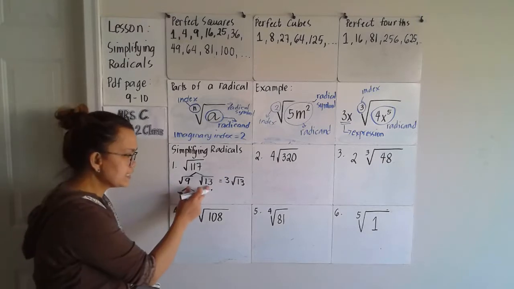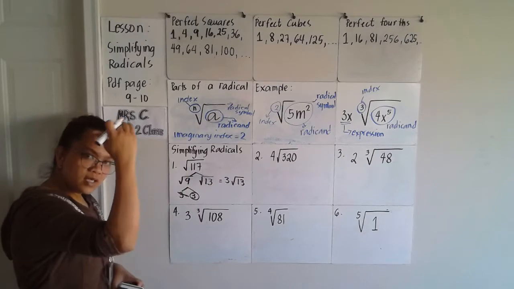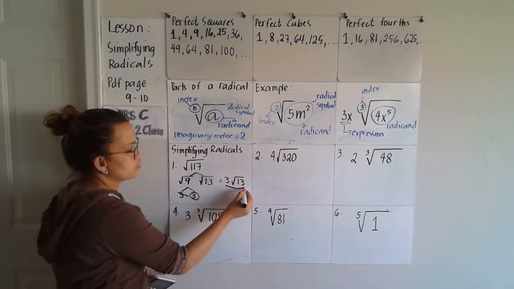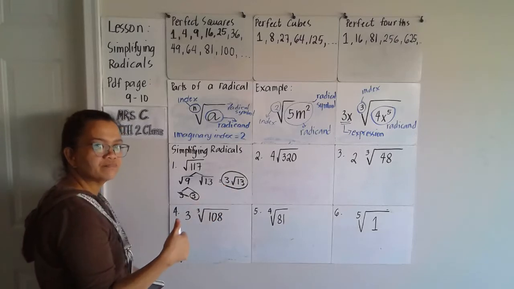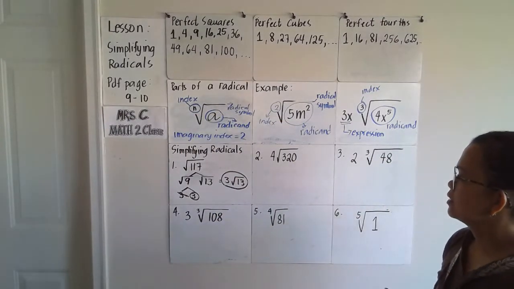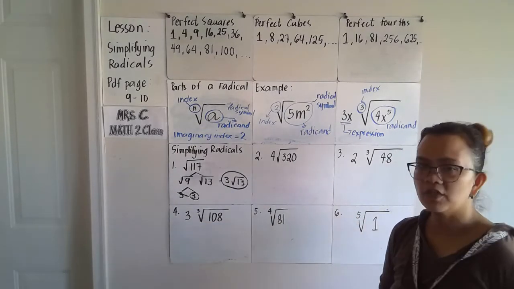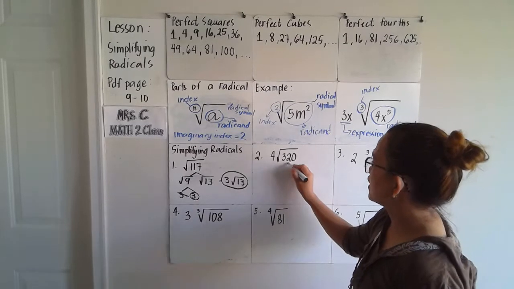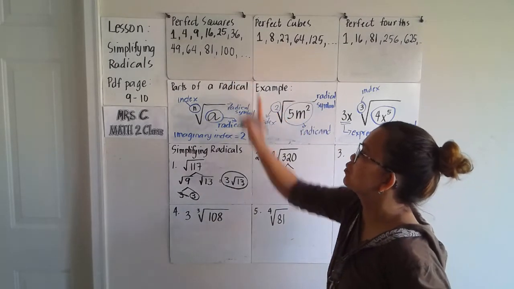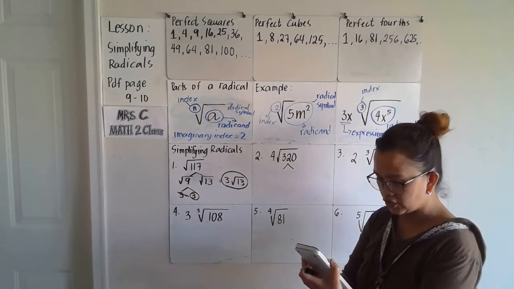Radicand 13 is not a perfect square. So it needs to stay under the radical symbol. So this will be your answer. Got it? Next. 4 is a whole number and it's still a square root of 320. So we need to think of a factor for 320 that is a perfect square. And I think, I'm not sure, but we can check.